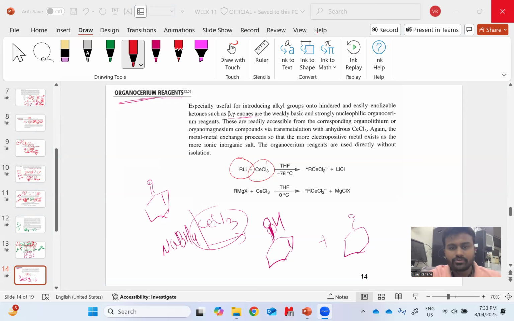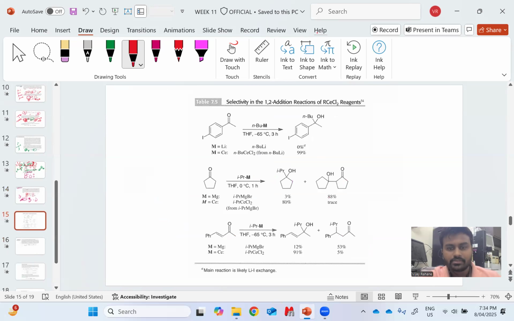We can prepare it from the organolithium as well as the organomagnesium compounds. So we can get the RCeCl2 reagent, and you can see some reactivity of this reagent. Here in this case, if you see this example, this is the ketone, that is the phenone, right?